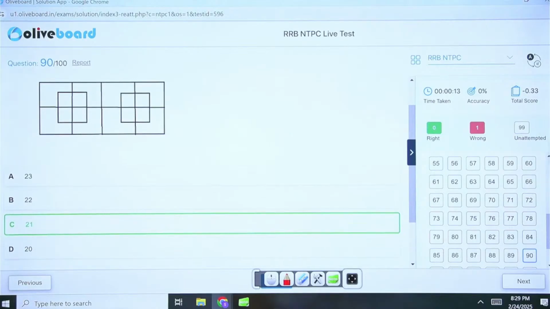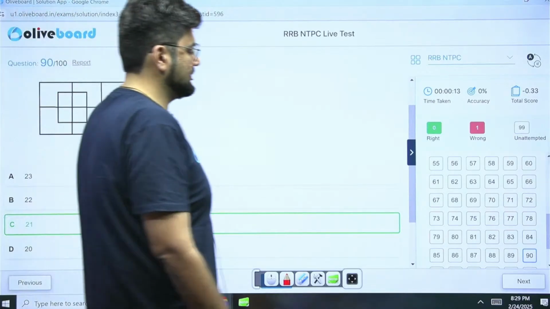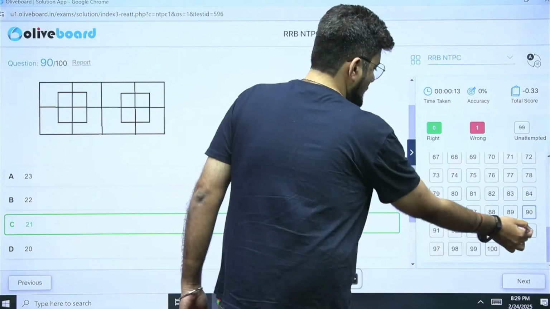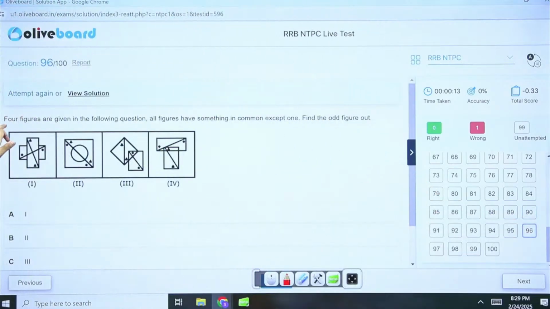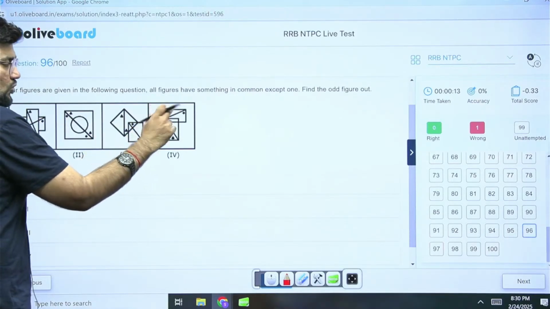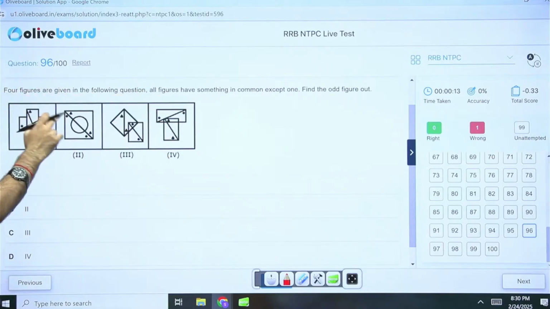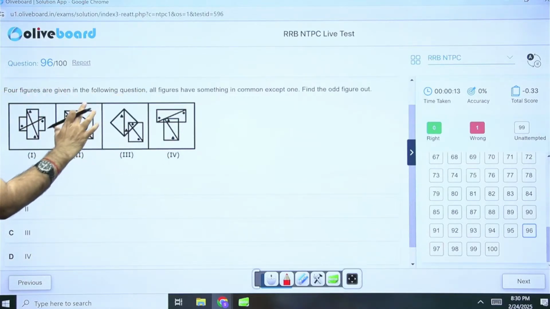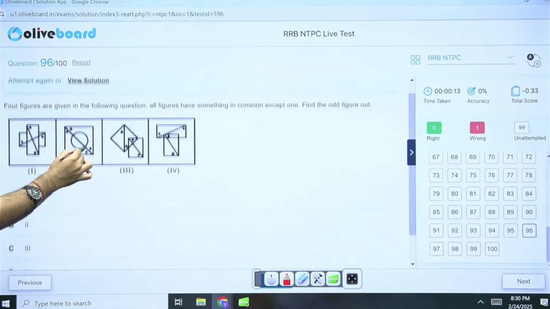Correct. Next, 96. Okay, interesting. This might have taken up a lot of your time in the examination. But if you observe carefully, two quadrilaterals, two quadrilaterals, two quadrilaterals related in some other relation. But here we don't have that. It is only one quadrilateral formed by combination of two triangles. So this is the correct one.